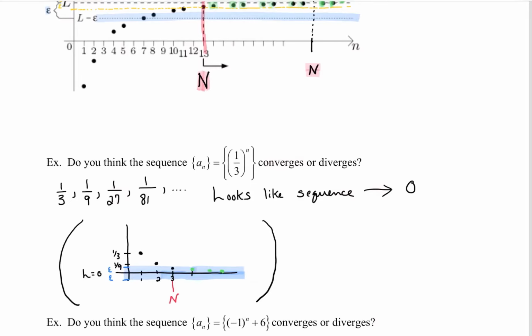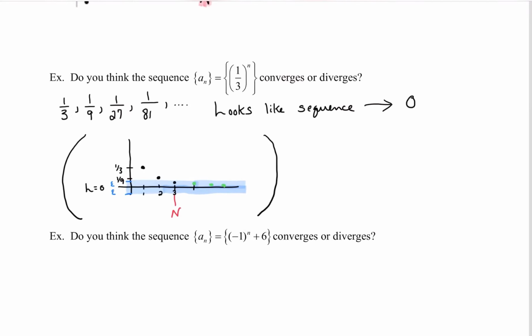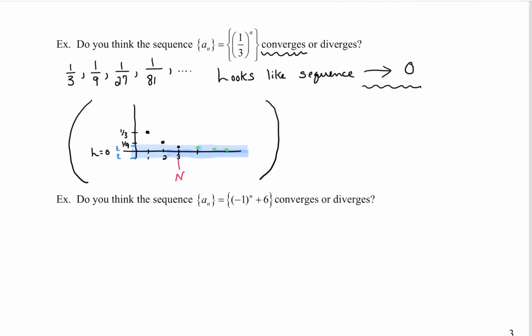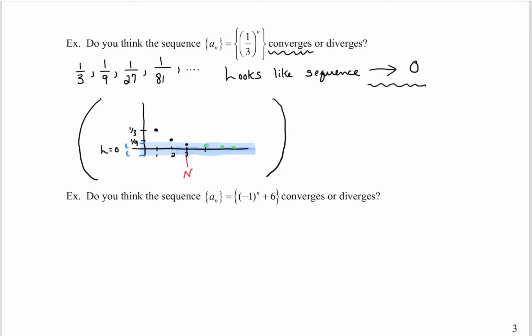It looks like it's approaching 0. So I would say yes, do I think it converges? Yeah, I think it converges because it looks like it is approaching 0. All right, let's write out the terms of this next sequence.